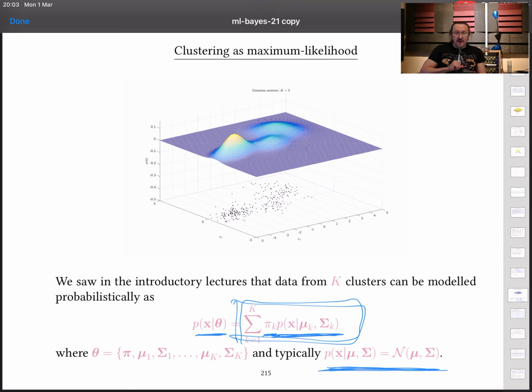Okay, the diagram on this slide is just an example of this process in action. The dots on the lower part, the x1, x2 plane, are generated according to precisely this kind of probability density, this mixture density. It's a Gaussian mixture, and the surface that you see at the top is the probability density that I used. In fact, the density that I used to produce all the earlier examples of clustered data as well.